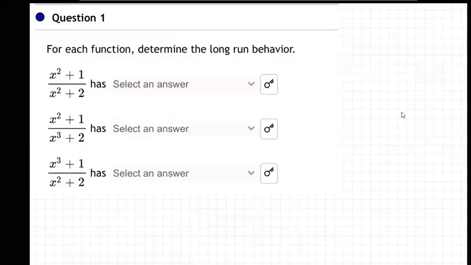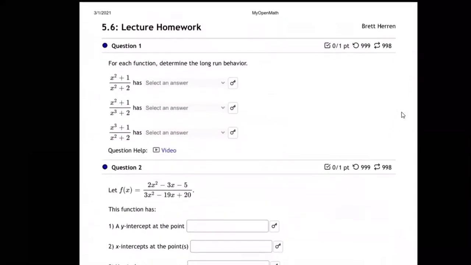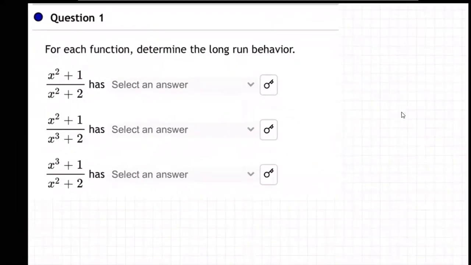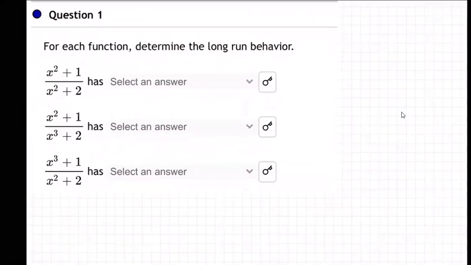Okay, so here we are, question number one. We are in 5.6 lecture homework, 5.6, so number one. So how do we do this problem? They're saying for each function, determine the long run behavior. What does that mean, long run behavior?